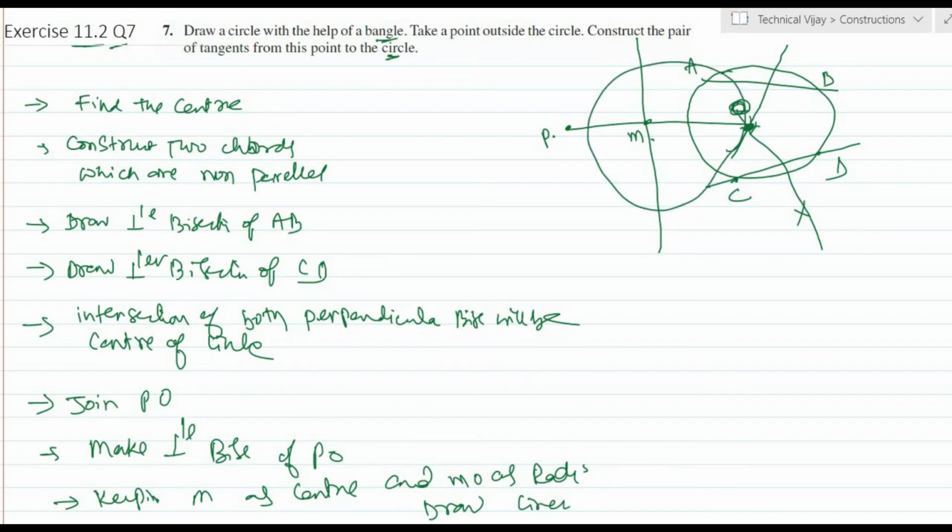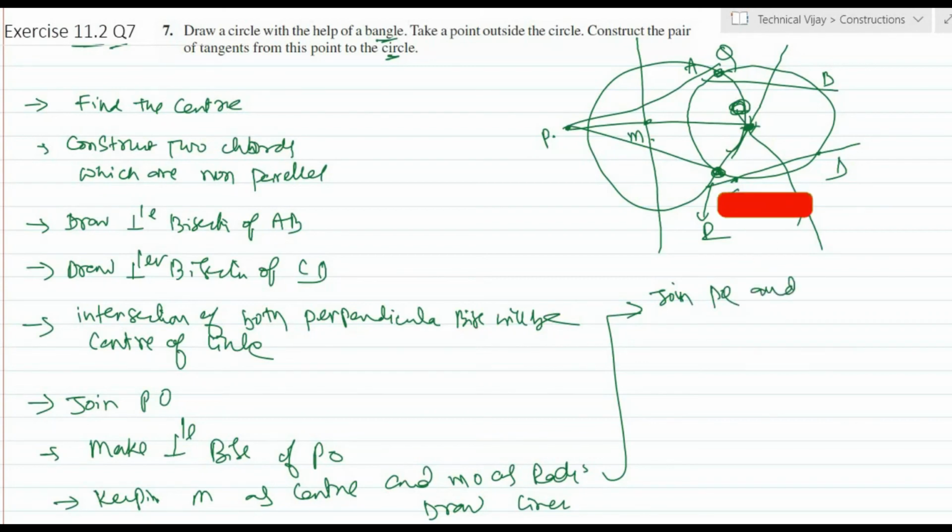This circle meets the given circle at this point and this point, which are Q and R. Join PQ and PR. These PQ and PR are the required tangents. So as per the statement, we have drawn the tangents.